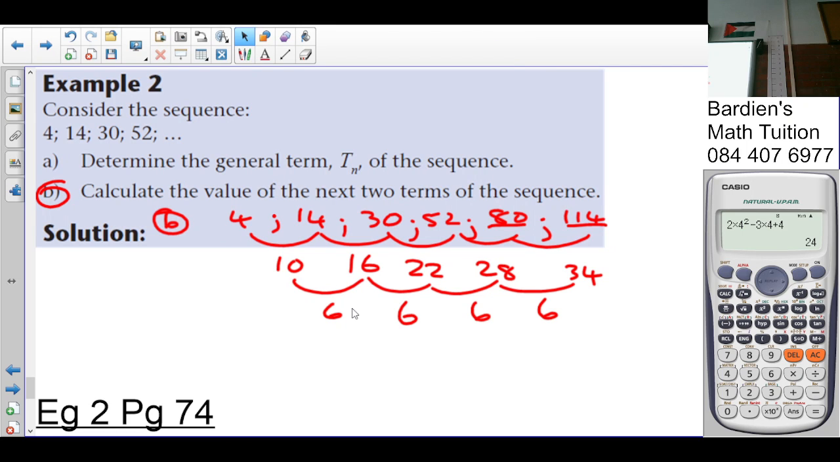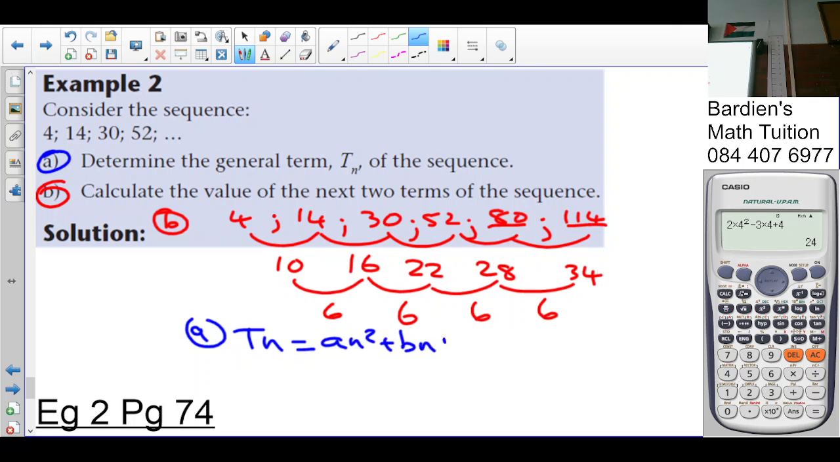Okay. Let's look at a. The question says, determine the general term. Tn is equal to an squared plus bn plus c. Why is that the formula? Because it's quadratic. There's a second difference.